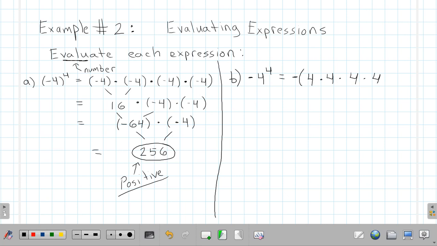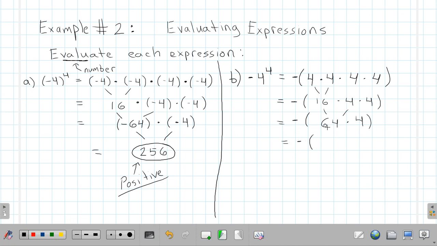So we end up with 4 times 4 times 4 times 4. Now notice what happens when we do this. Well, negative stays out front. 4 times 4, 16. We still have times 4 times 4. The negative still out front. 16 times 4. Well, from over here, we know that it should be 64 because we have a positive times a positive, so it should be a positive 64.